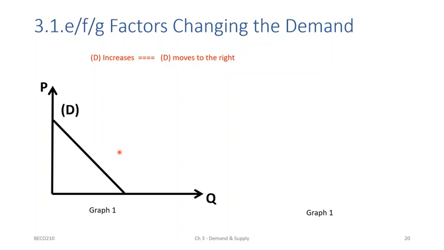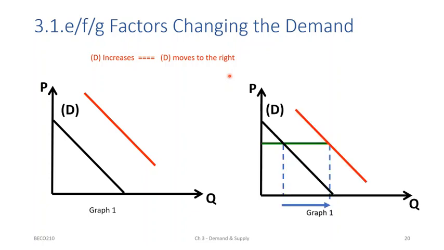When we say that the demand increases or moves to the right, it means that the demand moves as a whole to the right, as you can see in front of you. What does it mean exactly? It means that for the same price, the quantity increases.